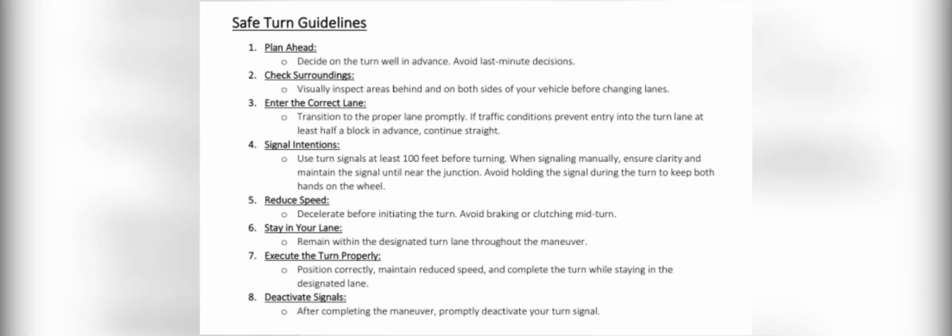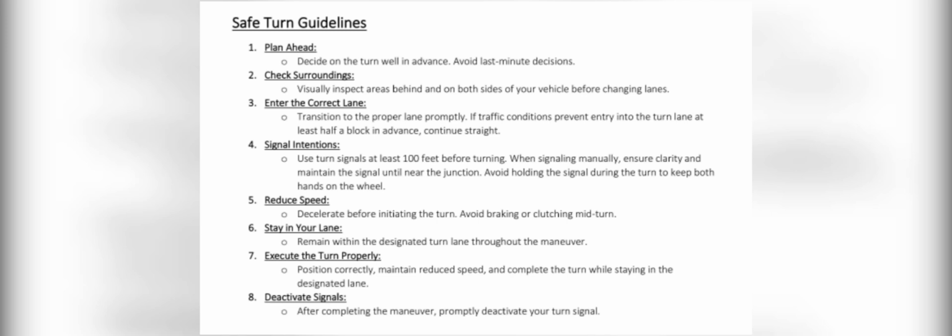Safe turn guidelines. 1. Plan ahead. Decide on the turn well in advance. Avoid last-minute decisions. 2. Check surroundings. Visually inspect areas behind and on both sides of your vehicle before changing lanes. 3. Enter the correct lane. Transition to the proper lane promptly. If traffic conditions prevent entry into the turn lane at least half a block in advance, continue straight.